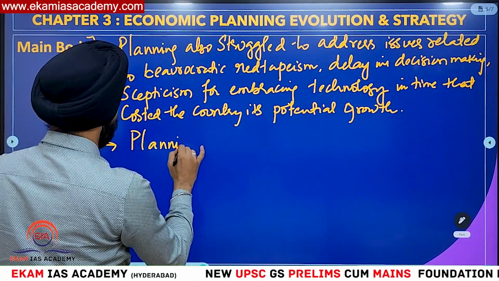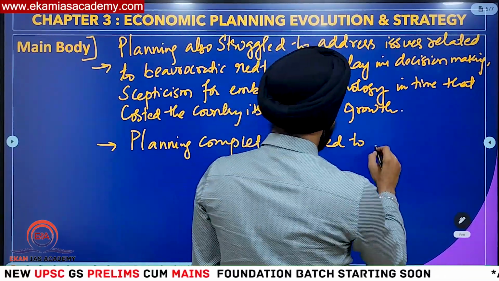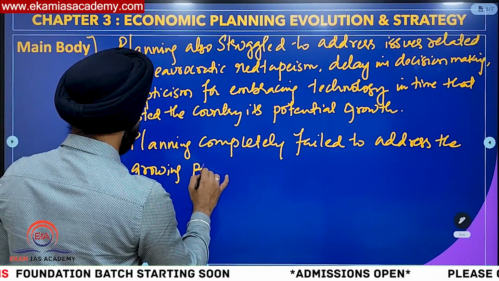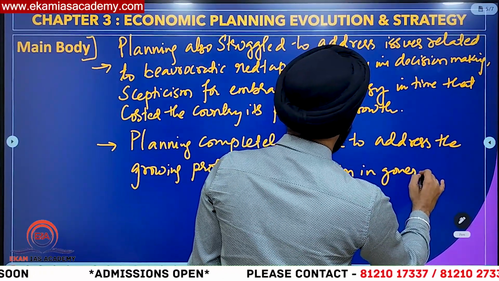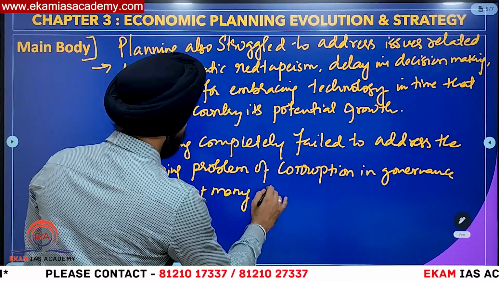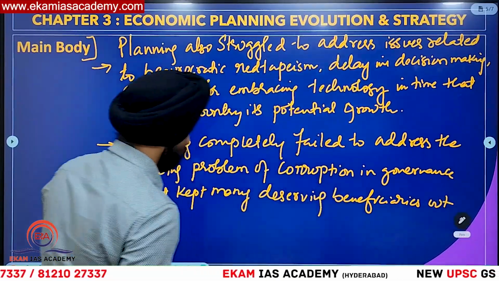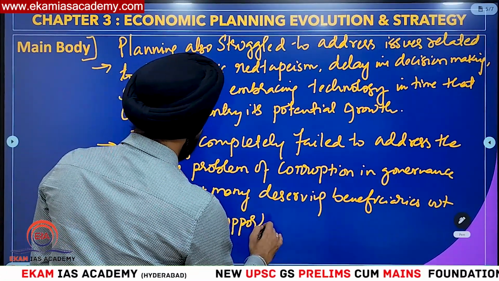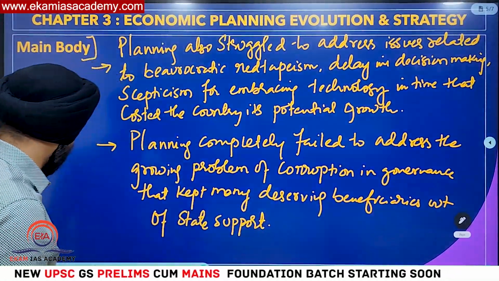One more, very, very important. Planning completely failed to address the growing problem of corruption in governance. That kept many deserving beneficiaries out of state support. So almost every dimension related to either growth or development we have spoken about in these 3 slides.